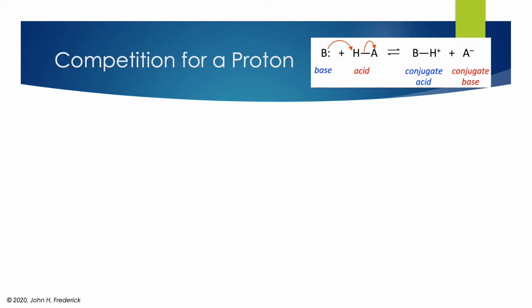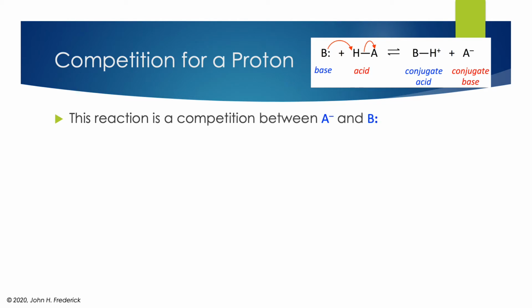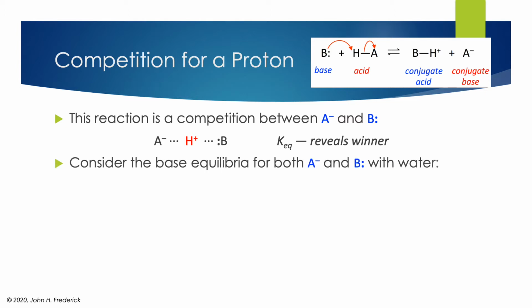So this reaction, when you think about it, is really just a competition between two bases, one of them being the original base, B, and the other being the conjugate base of the acid, A-. And they're competing for a proton. So we can think of it almost like a little tug of war. And that proton is going to decide to go one direction or the other. And the equilibrium constant of this reaction that we've drawn up at the top is going to tell us who the winner is.